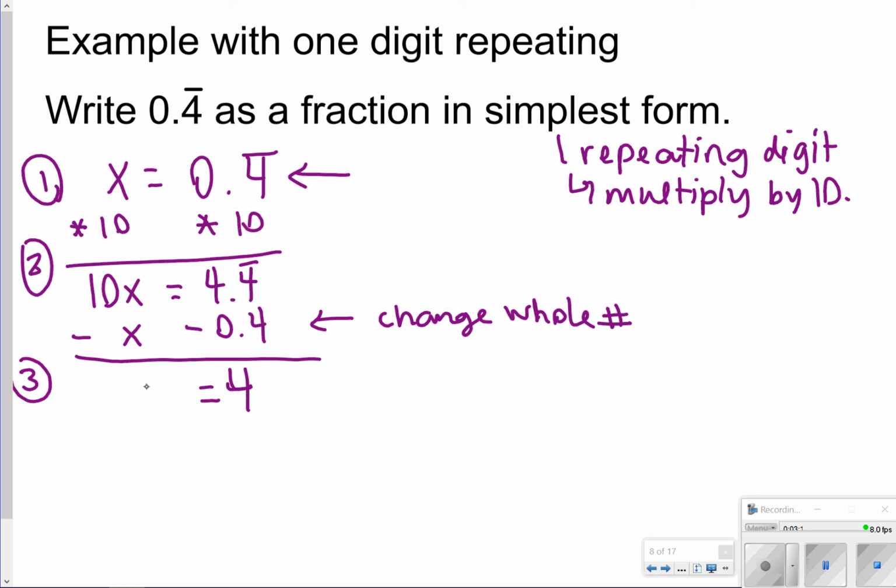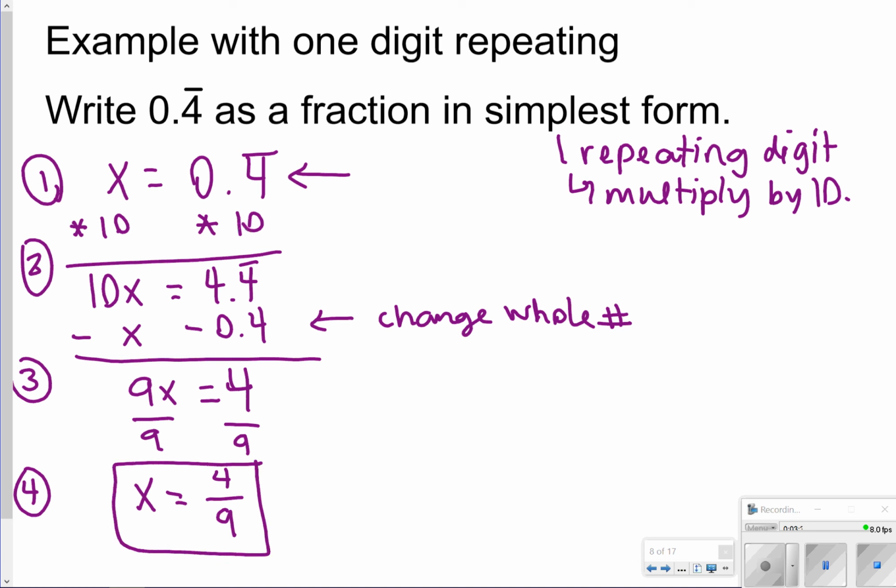10x minus x gives me 9x. So there's my step 3. And then last but not least is step 4 when you solve for x. What I need to do to solve for x here is just divide both sides by 9. So x is equal to 4 divided by 9, or 4 over 9. Because remember, we wanted a fraction in simplest form, and 4/9 is already in simplest form. Okay? If you need to rewatch this part, please do that.